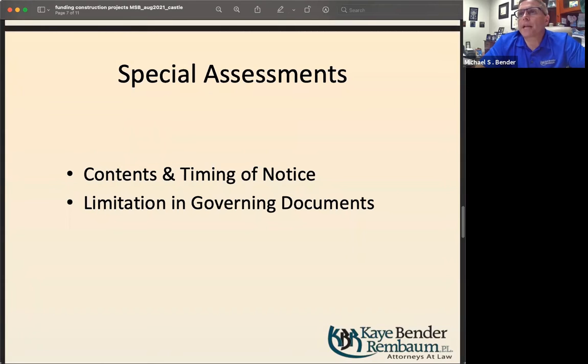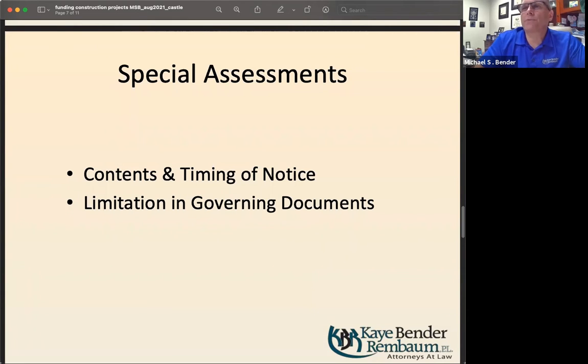Caroline asks, if reserves are set up by a previous board, do you still need a vote of the membership to move reserves to something else? Okay, unless you say in the question that you're an HOA, I'm going to presume you're a condo. And I'm going to assume, Caroline, you're talking about a condo.